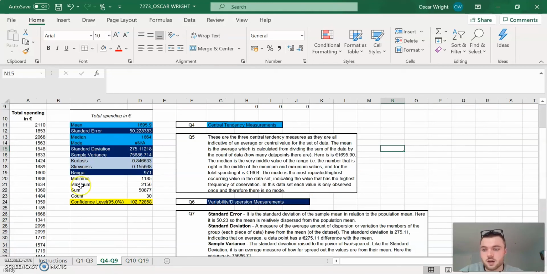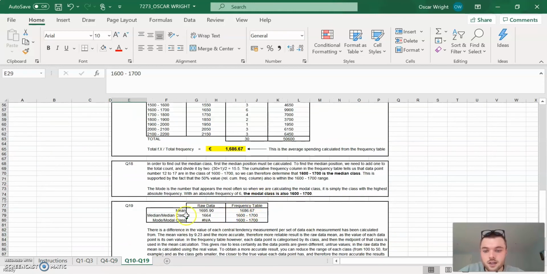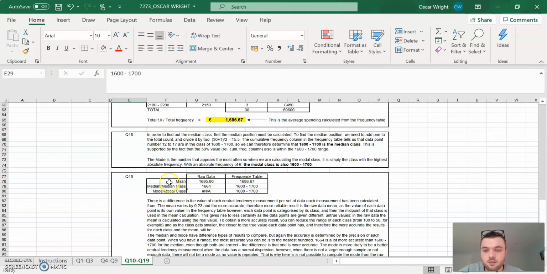So if we click back to our previous tab where we have the descriptive statistics for the raw data, we can see the mean, median, and mode. So what we did was we copied the mean, median, and mode into our little table that we created here. So we have the mean, the median or median class, and the mode and the modal class. Then we have the raw data and the frequency table data.